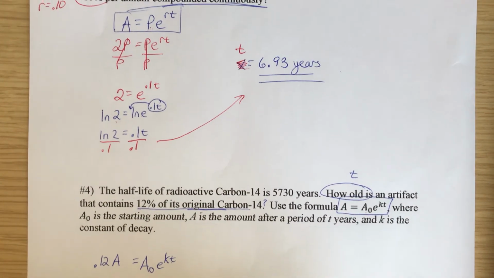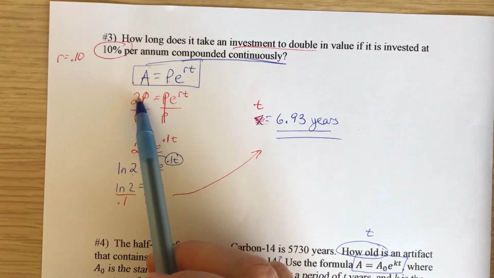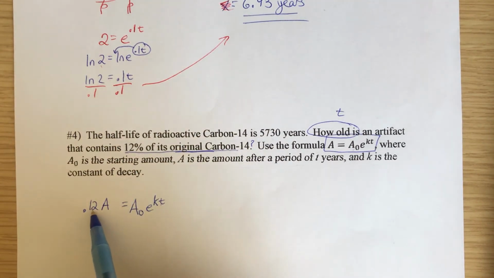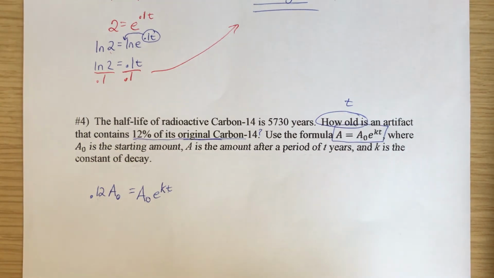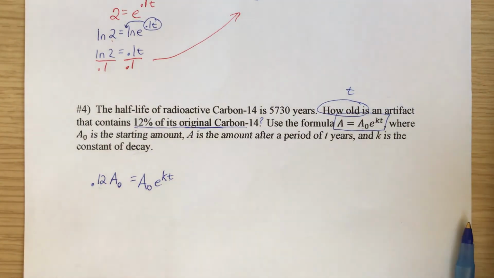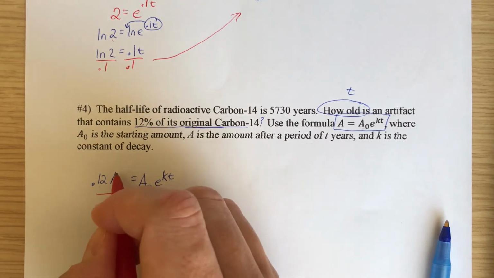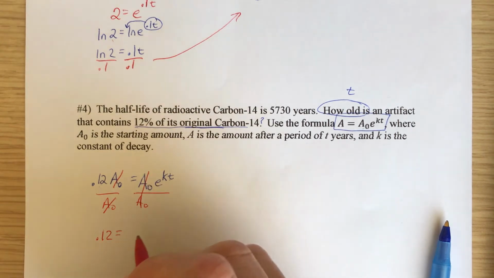In the last problem, we did twice the original amount, 2 times, because we're doubling it. But now it's going to be less because it's decaying, it's going down, and we'll be left with 12% of this, which is 0.12 times A. And this is going to be actually 0.12 times the original starting amount, A sub 0. Now, because those are the same variable, I can divide that out, and we get 0.12 equals e raised to the k times t.